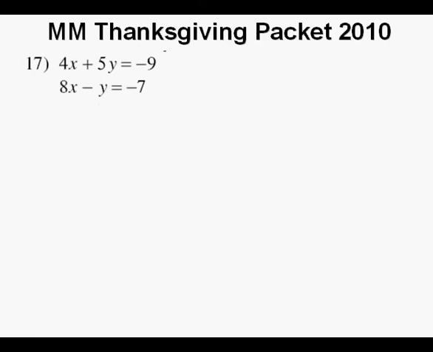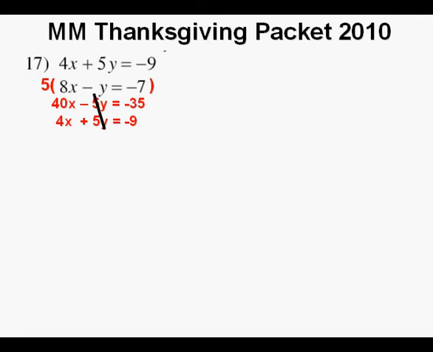Now we have this problem, number 17, 4x plus 5y equals negative 9, and 8x minus y equals negative 7. This is not set up to cancel immediately, so let's multiply the bottom equation by 5. And multiplying by 5, we have 40x minus 5y equals negative 35. We'll bring the top equation down beneath the one we changed to be able to add them together better.